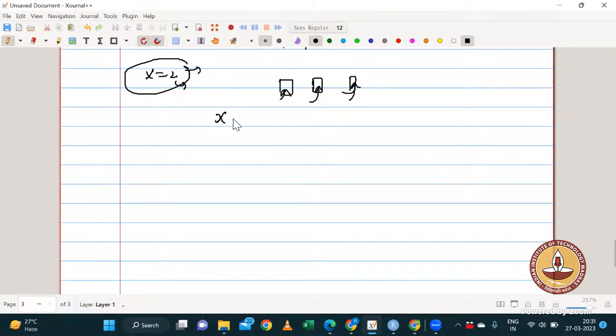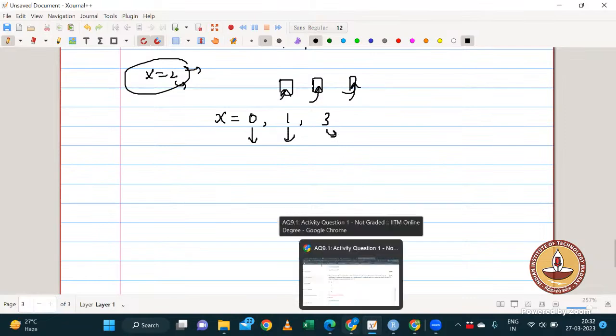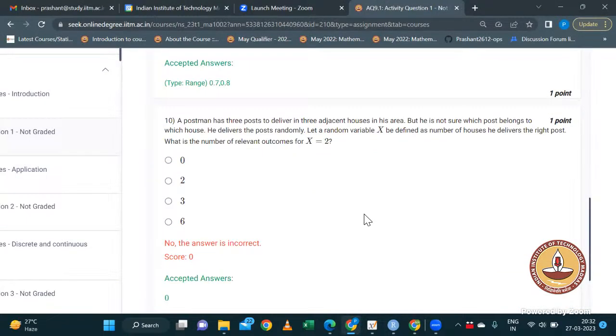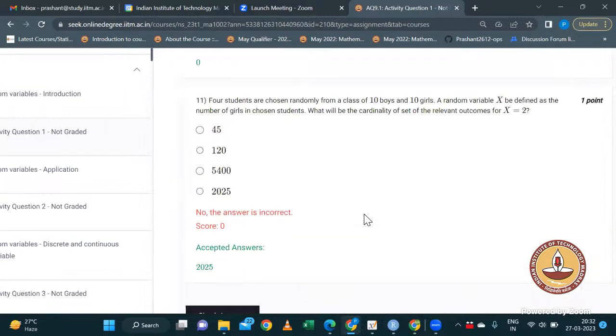So there are only 3 possible cases. X will take 0, 1, or 3. That means none of the houses will get the correct post, only one house will get the correct post, or all of the houses will get the correct post. Okay. So question number 11 is clear to all of you?